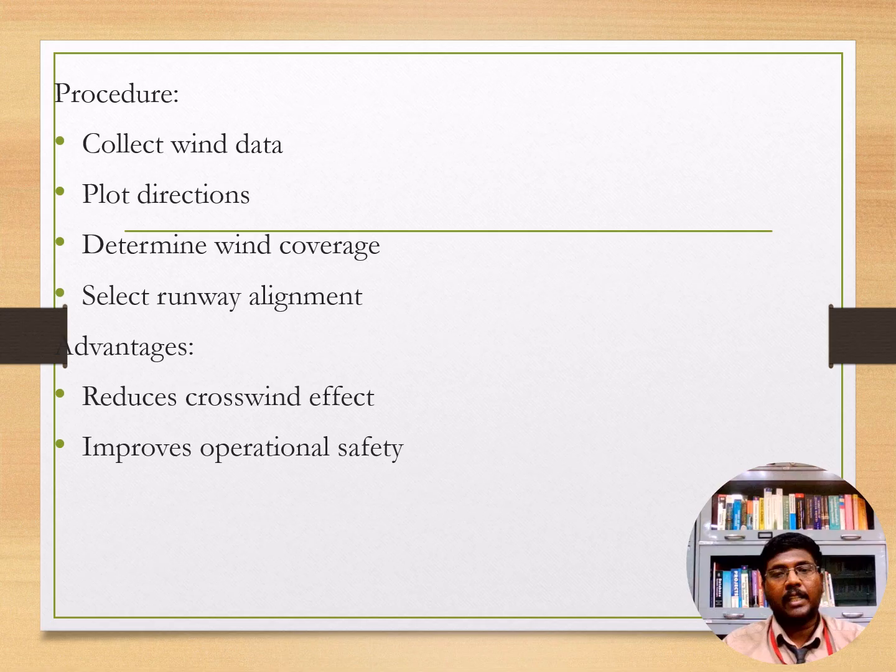From these 2 different directions of wind, we can select a new runway alignment. Next we see the advantages. First of all, it will reduce the crosswind effect, and then it improves operational safety during poor weather conditions.